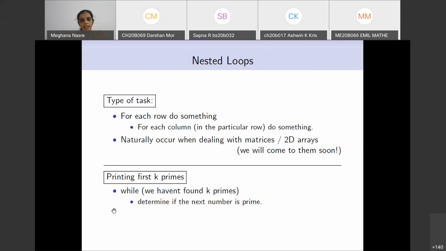So the way we think about it, or at least one of the ways that one can think about it, is while we haven't found k primes, we are going to do something inside and then determine if the next number that we can think of as a candidate for being prime is a prime or not. And then if it is a prime, print it out. However, this part, determine if the next number is prime, already needs a loop that we have seen, and we have used this to check whether a number is prime or not. So we are going to write this program.